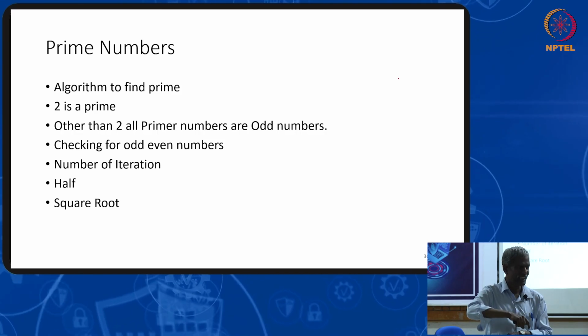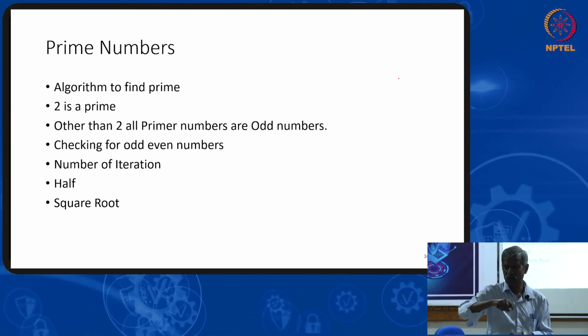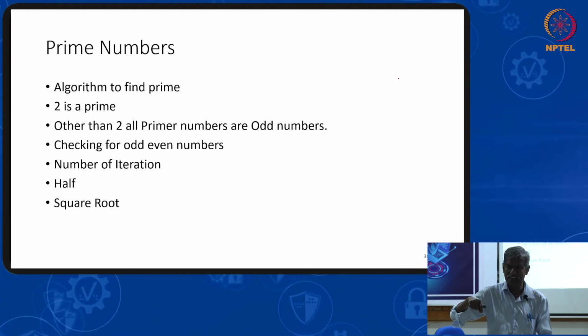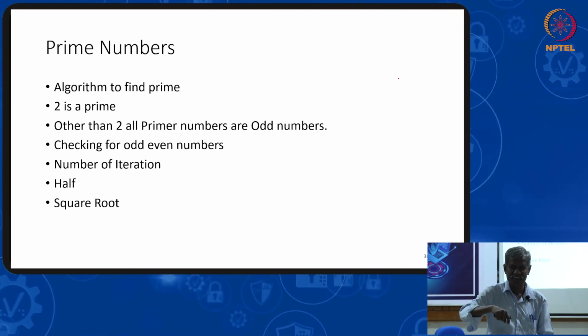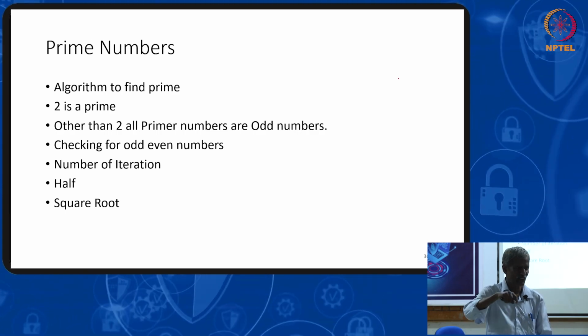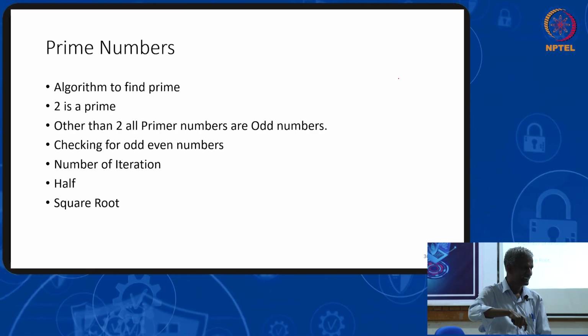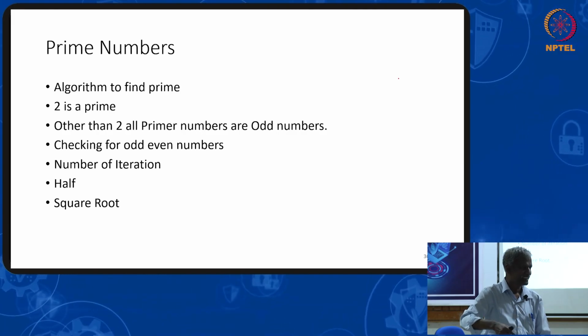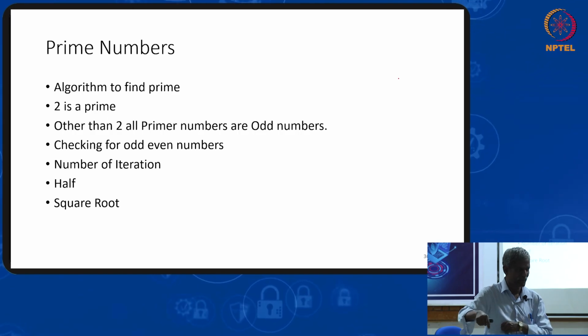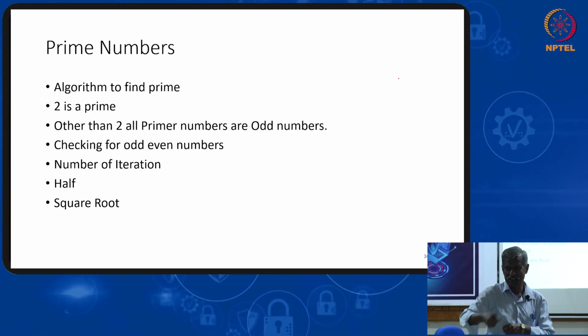Suppose 11 you want to try, up to 10, 2, 3, 4, up to 10 you can try. The better algorithm is, if you try 2, don't try with 4, 6. So once you check whether it is an even number, if it is not an even number, then try with 3, 5, 7 like that you will be going and try. Up to what number you have to try?